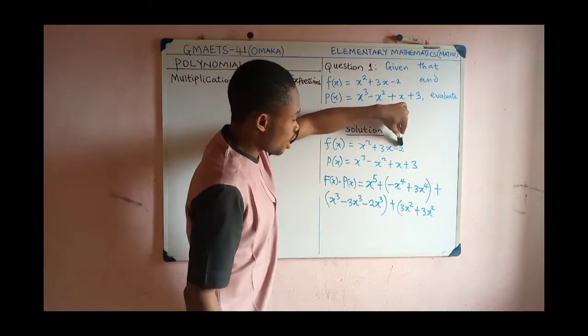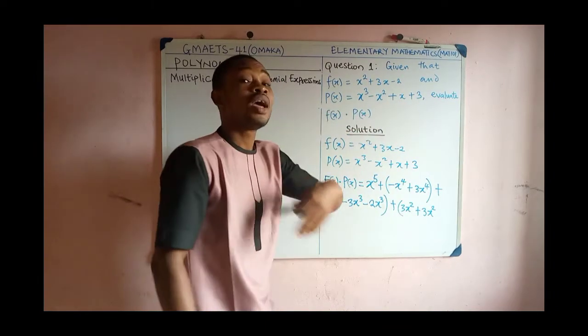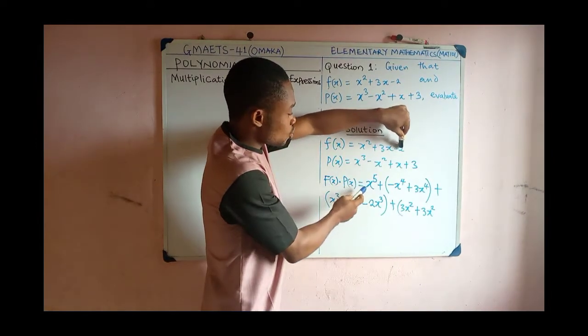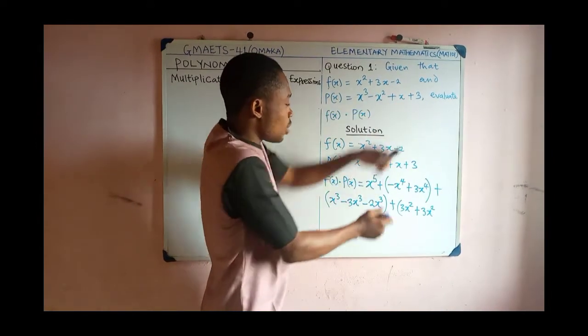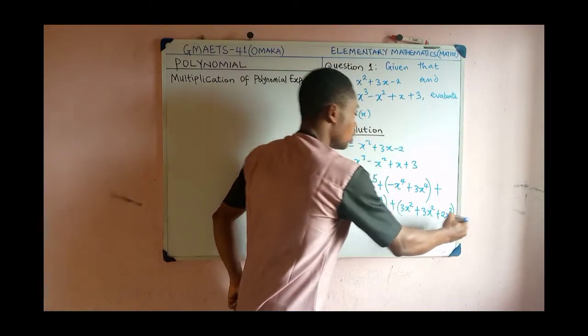Then we pick this term now, minus 2. Minus 2 can multiply this minus x squared to give us x raised to power 2 term. This is minus, this is minus. So minus 2 times minus x squared will change to plus 2x raised to power 2. We are done with that.